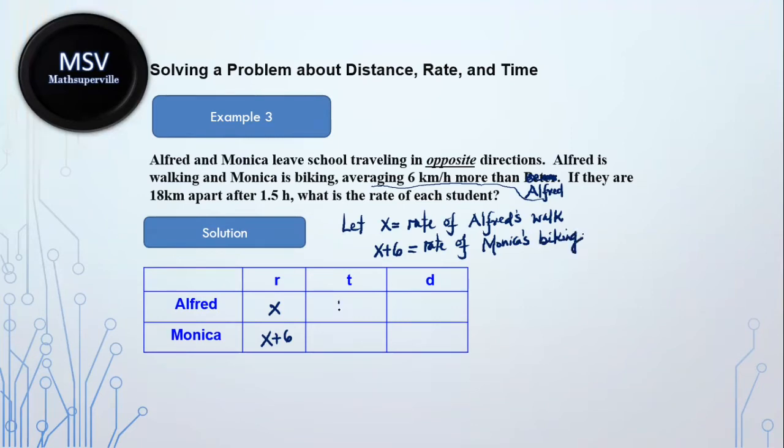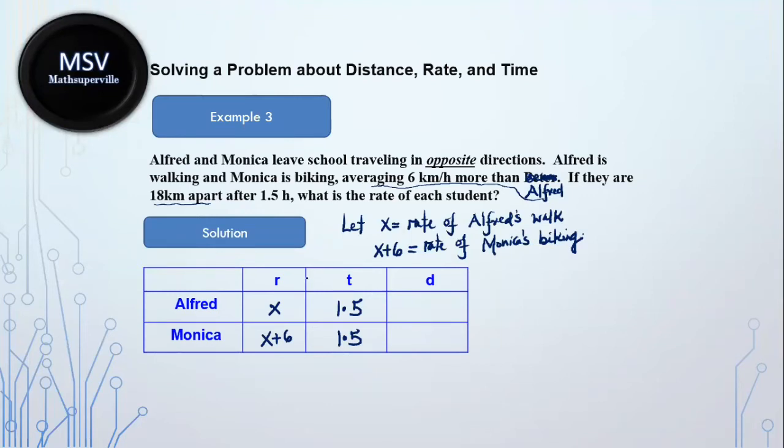They both are moving at these speeds, and they covered the distances in 1.5 hours. Because we're looking at the distance, 18 kilometers, which separates them after 1.5 hours. So after 1.5 hours, we examine the distance between them, and it happens to be 18 kilometers.